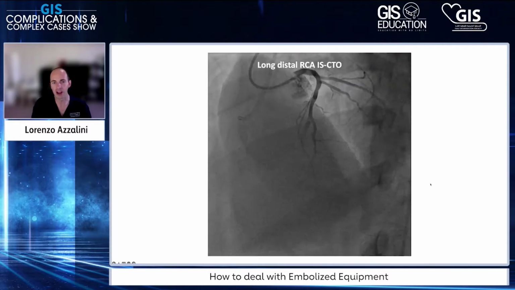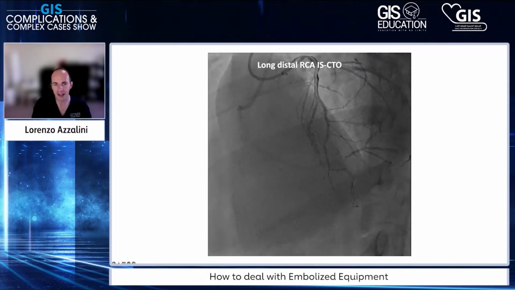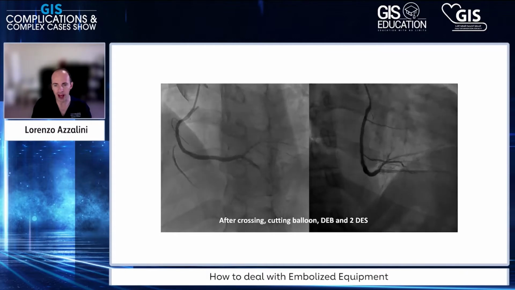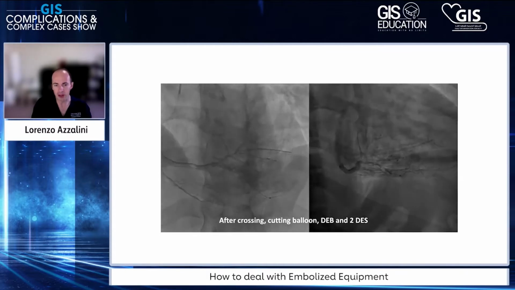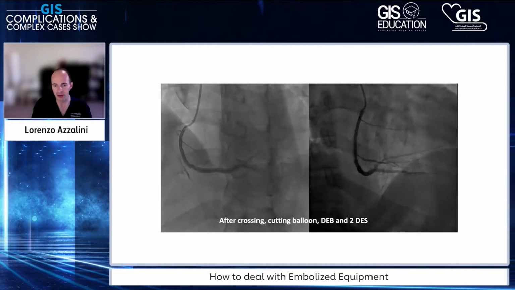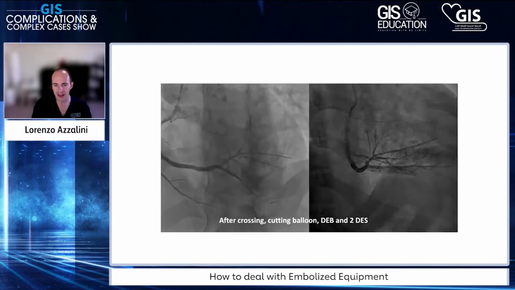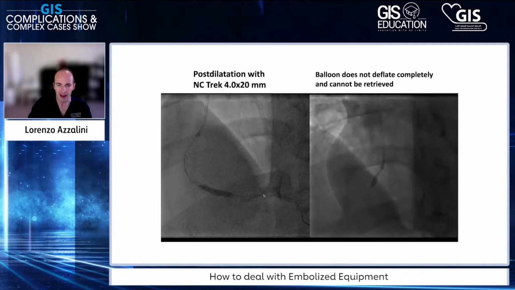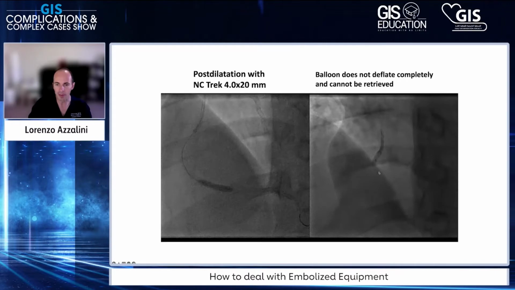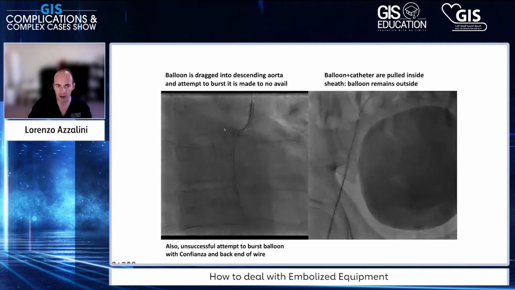So this is a case of a long distal in-stent RCA CTO that was crossed antegradely, and we were almost done. After cutting balloon, drug-eluting balloon, and DES, we tried to post-dilate the stent even further with a 4.0 balloon. But as you can see here, we probably pulled the balloon back too early after partial deflation, and then it got jammed in the guide catheter. Fortunately, it can be pulled out from the coronary artery.